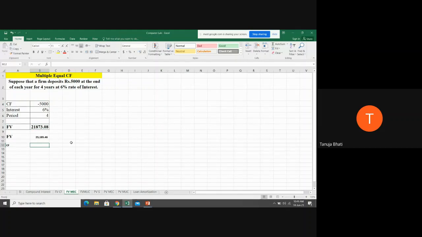Can anyone tell me? Did you understand the question? Yes, ma'am. Okay, so can anyone help me, suppose this was unknown, this we are not aware about. We just know that the rate of interest is 6%, period is 4, and the future value is 21,873. How do I calculate the cash flow using Excel functions?